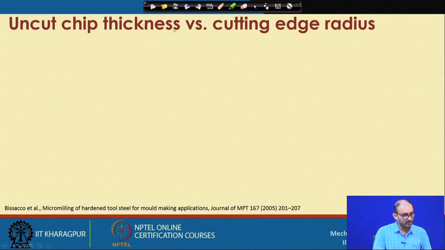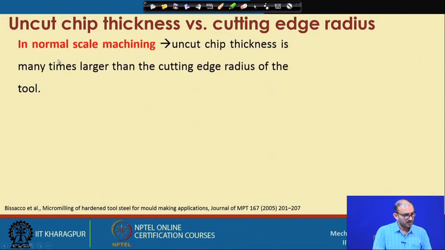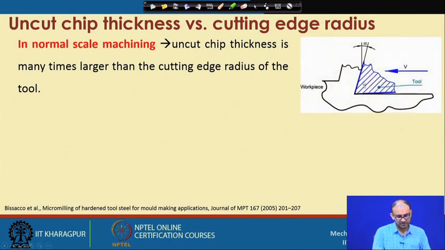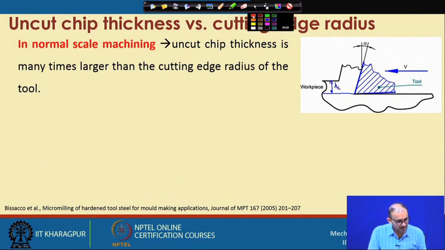Then coming to another very important parameter, that is the uncut chip thickness versus the cutting edge radius. Now in macro scale, or normal machining, we have seen that our uncut chip thickness is many times larger than the cutting edge radius of the cutting tool. So this figure we have seen. It is very easy to remove material. This is our uncut chip thickness HC, and this small r is the cutting edge radius. Here we can write HC is many times bigger than r.